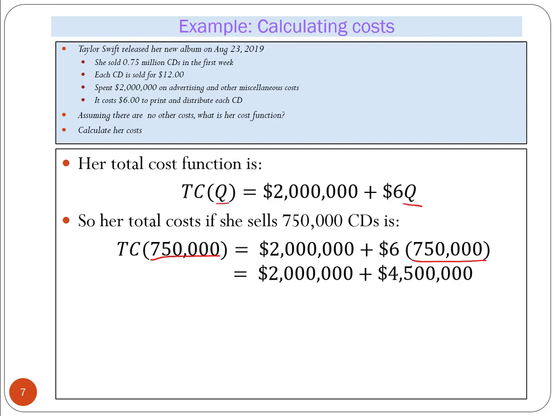Okay, so 2 million, we just bring that down. Here it comes down. And then for the 6 times 750,000, which is 4,500,000, we substitute in the 4,500,000. And then we add the two together to get her total costs of producing 750,000 CDs are $6,500,000. And that's how we do these calculations. So next mini lecture, we're going to talk a little bit more about fixed and variable costs.